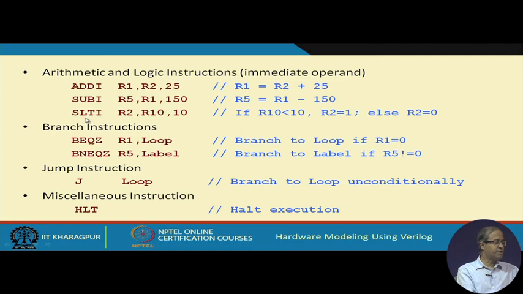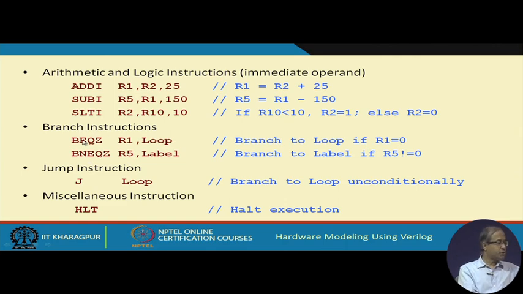Similarly, there is a version of set less than immediate. So, you can write like this: R2, R10 and a constant 10. So, here you compare whether R10 is less than 10 or not. If it is true, then the target R2 is set to 1, else R2 is set to 0.